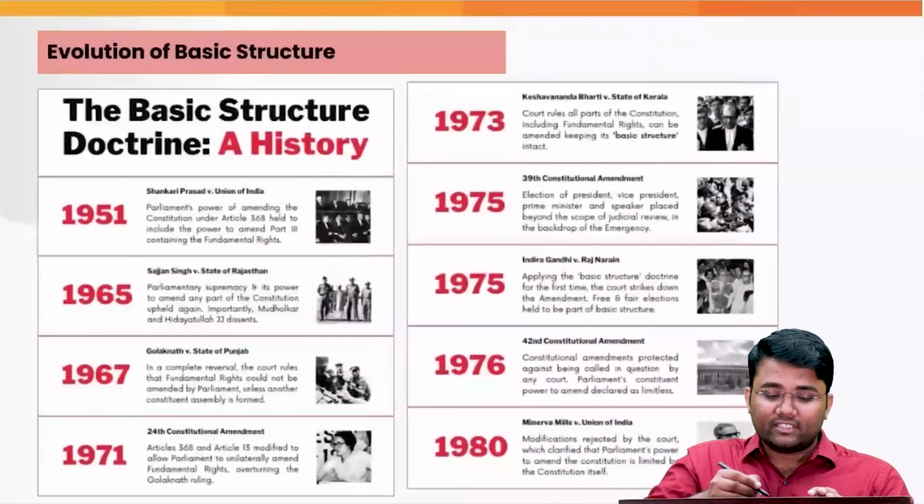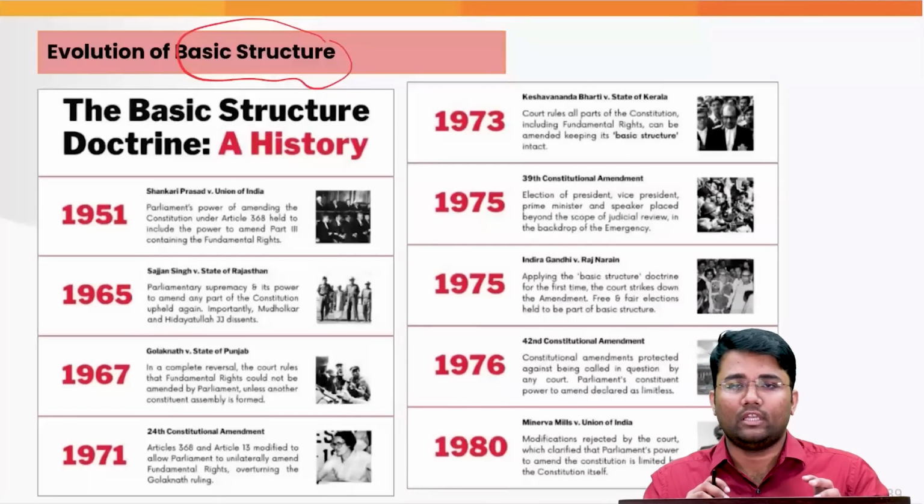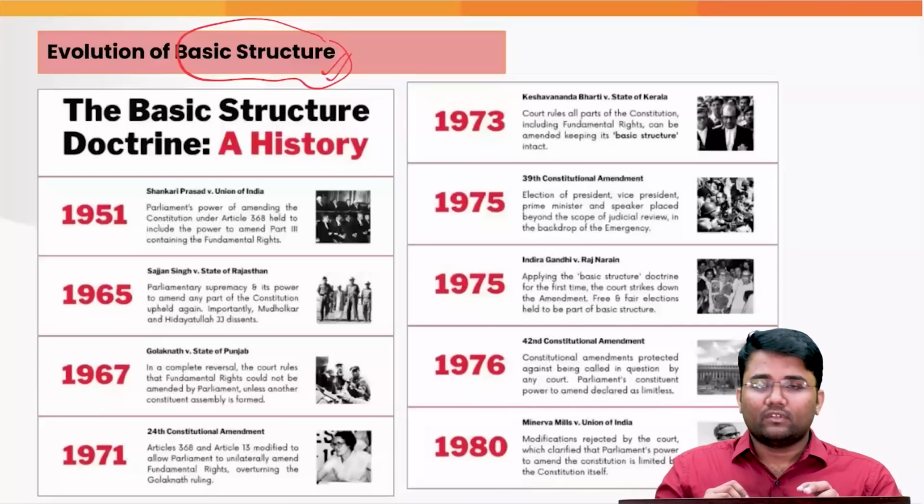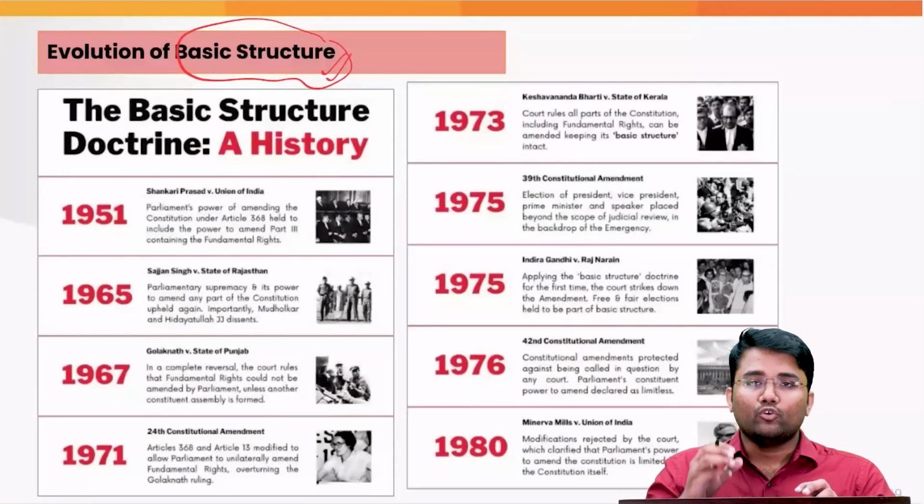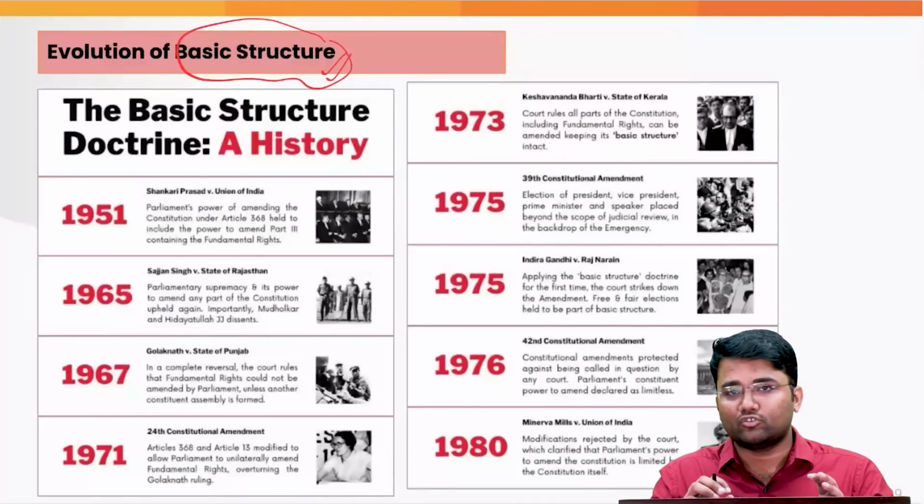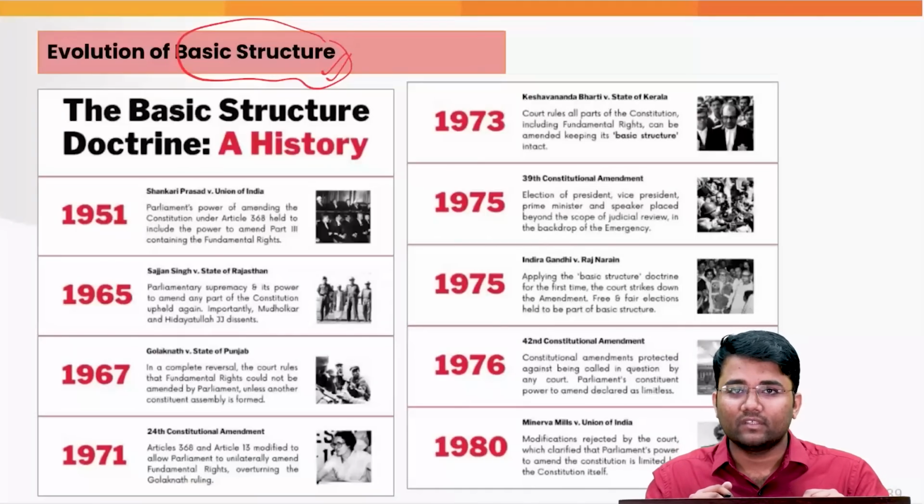Now coming to our discussion of the basic structure. So what is the basic structure all about? Basic structure is an evolution of the judiciary. There is no such word mentioned in our Constitution. Also, there is no statutory backing of the basic structure of the Constitution. It has evolved through various Supreme Court case laws.